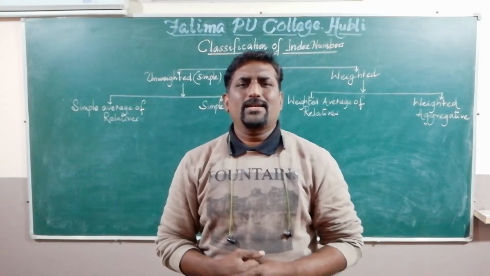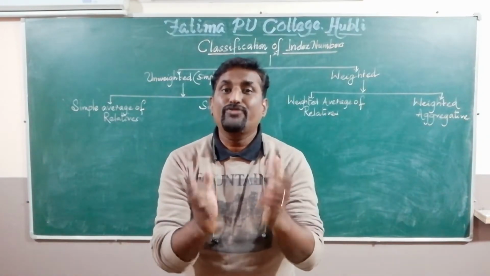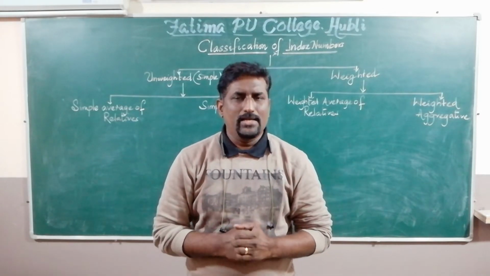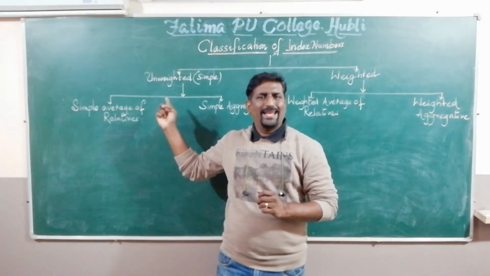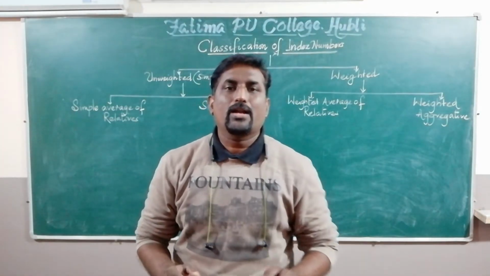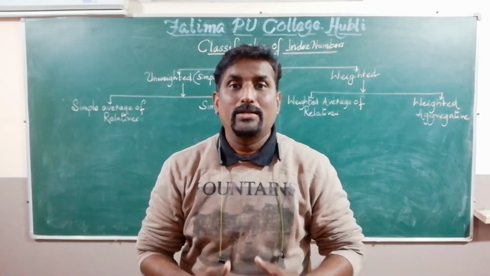We cannot construct the index numbers for all the items. It's been told to you. We only select a few items. So when we select a few items, in unweighted index numbers or simple index numbers, we don't consider their quantities. You understand? We don't consider their quantities.